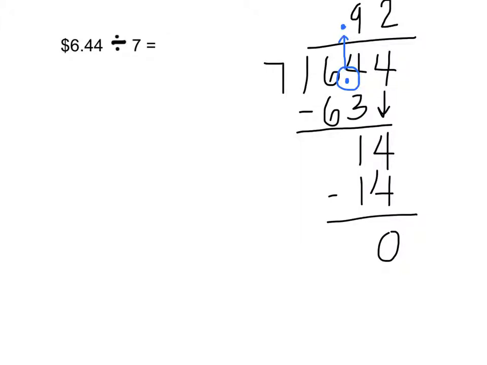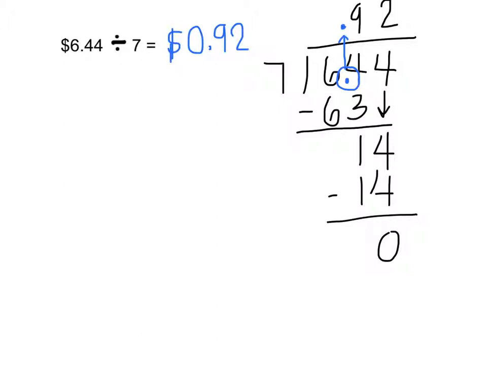Good, so I just moved the decimal point directly above where it was in the dividend. So my answer then is what? $6.44 divided by 7 is, hey Mon? 92 cents. 92 cents. Are we finished? No. Check to multiply. Very good. Multiply to check.